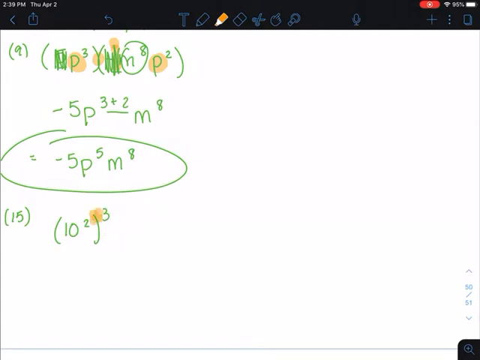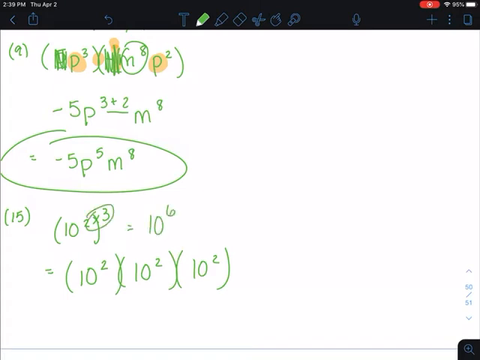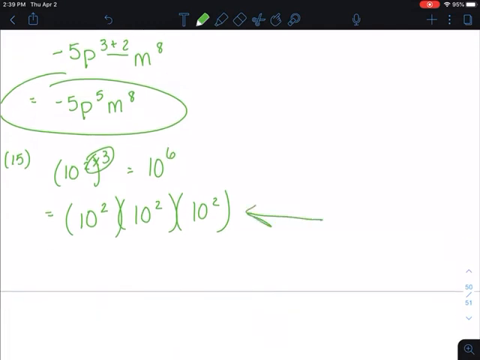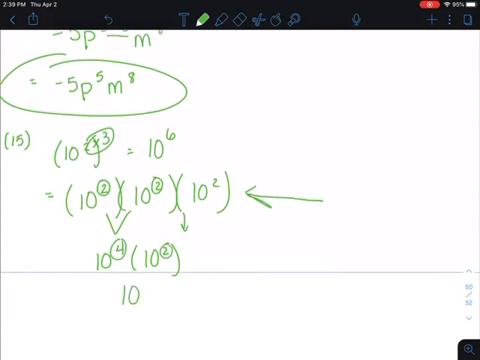When you have a power raised to another power, instead of adding, you multiply the powers. So you have 10 squared times 10 squared times 10 squared is theoretically what you're looking at. But you can just multiply these two numbers as a shortcut and say it's 10 to the 6th power. Or you can do it this way: you keep the base, add the exponents, so 2 plus 2 is 4. Then you drop this one down, add the exponents, 4 plus 2 is 6.